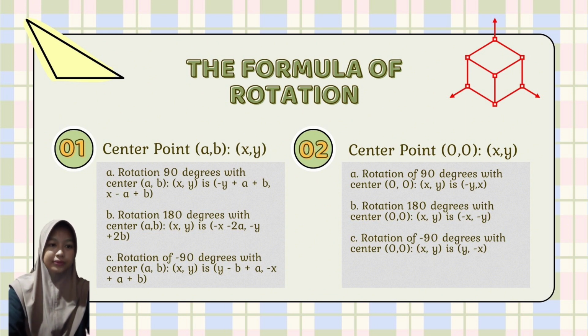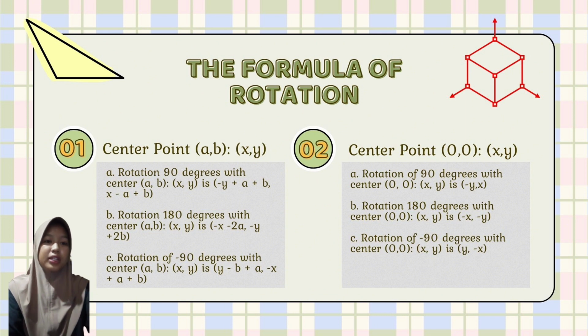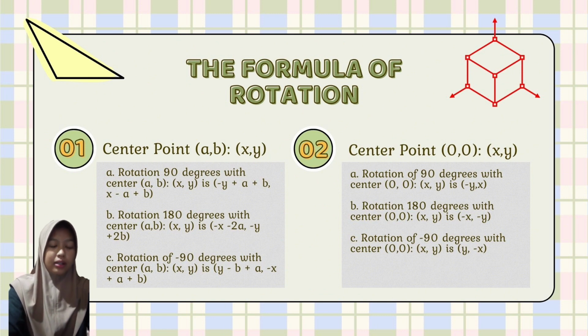Number 2, for center point 0, 0 and point x, y. For rotation of 90 degrees with center 0, 0, x, y is minus y, x. For rotation 180 degrees with center 0, 0, x, y is minus x, minus y. For rotation of minus 90 degrees with center 0, 0, x, y is y, minus x.